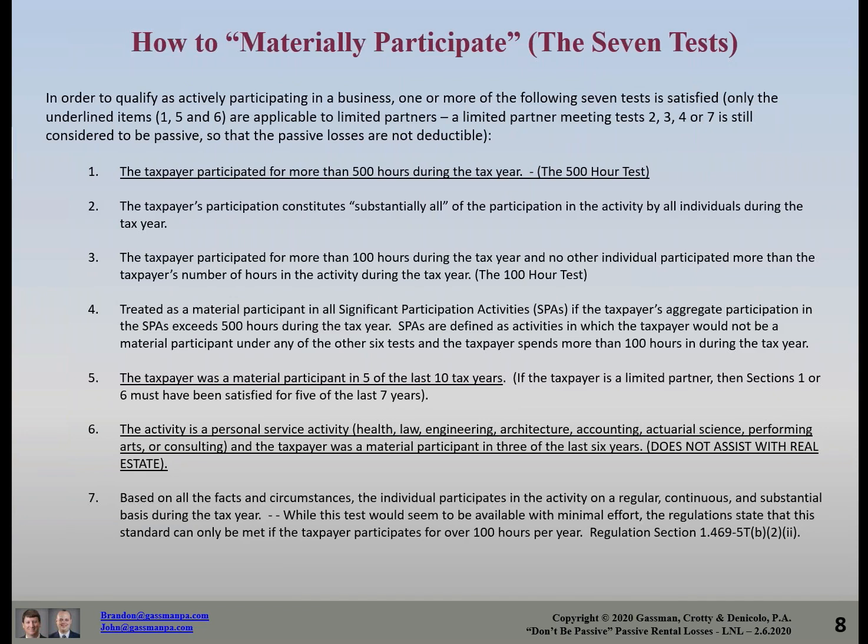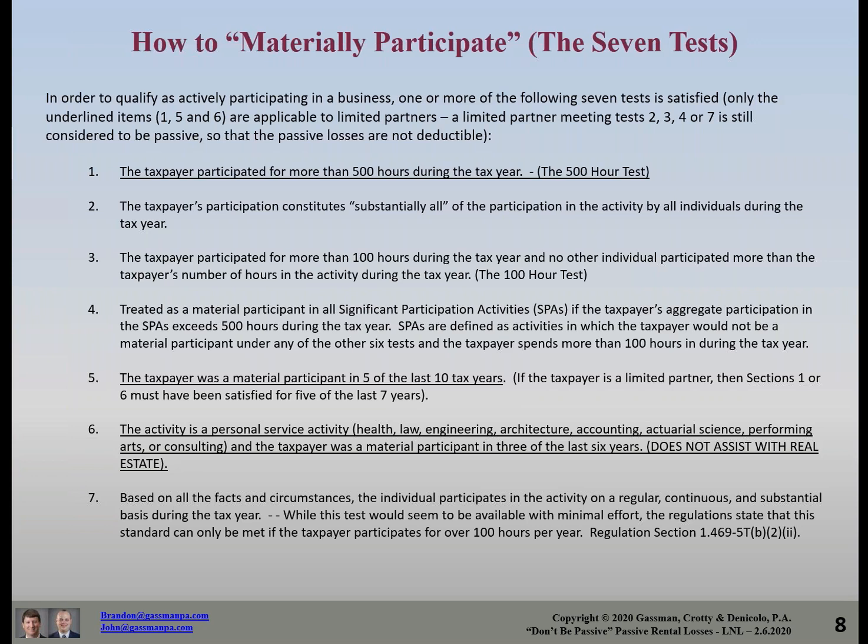Here we have the 7 different ways to materially participate. I'd like to point your attention to number 1, number 3, and number 4. You can always qualify by participating 500 hours or more during a tax year. That's the gold standard. If you can meet that in an activity, you're going to qualify. There are some exceptions for real estate, which we'll go over, but in general, for most businesses, if you meet that 500-hour requirement, you will qualify.